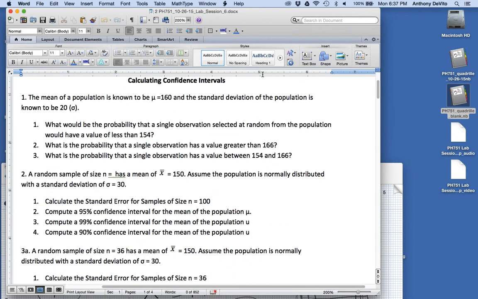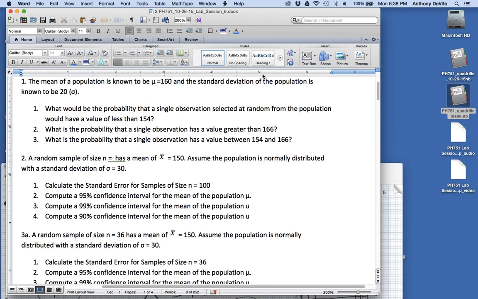Okay, let's take a look at the first problem here. We're going to work our way into this. The mean of a population is known to be 160, and the standard deviation of the population is known to be 20. Now, this is a situation where we really don't get into very much, except maybe in a census. The mean's 160. The population standard deviation is 20. What's the probability that a single observation selected at random from this population would have a value of less than 154?